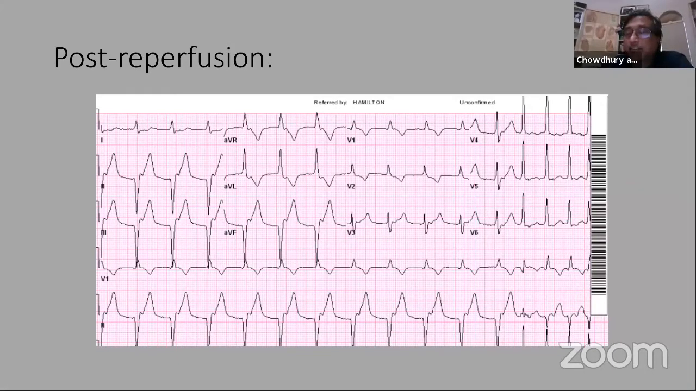Bradycardia is less than 50. So this is not tachycardia; the heart rate is 96, 97 if you calculate. So this is not tachycardia. So think about that, Rafique Bhai.